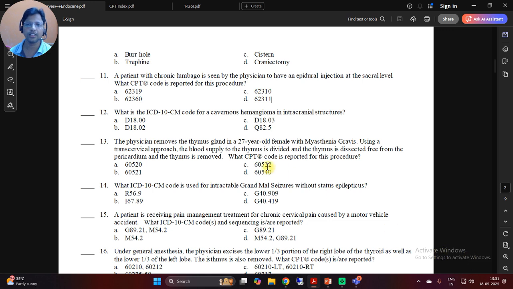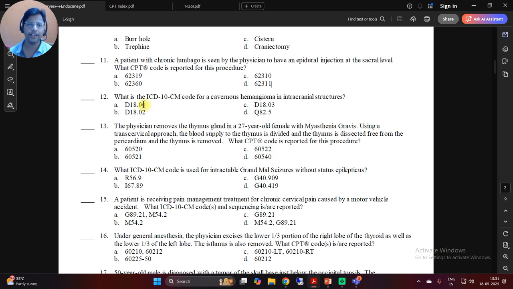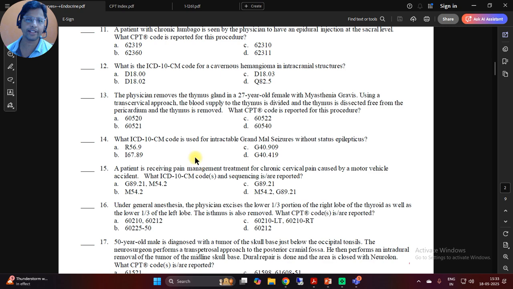Next, 12th one. What is the ICD-10-CM code for cavernous hemangioma in intracranial structures? Take 2 minutes and answer it. Here you need to use D18.02. Now practice this one.